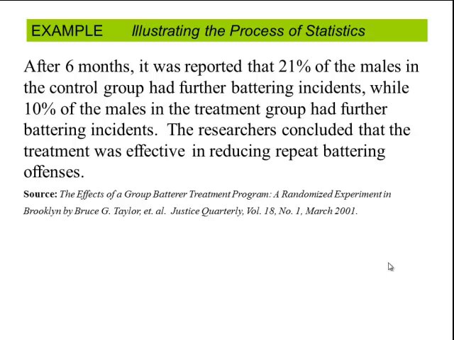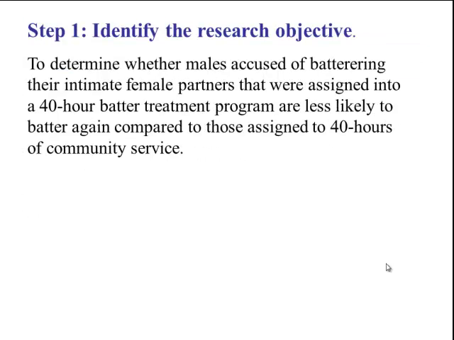Okay, in this example, we saw all 4 steps in our statistical process. Step 1, the research objective: the researcher believes that males accused of hitting their female partners are less likely to do it after going through the 40-hour batterer treatment program as opposed to just doing 40 hours of community service. The question is, does the batterer treatment program help reduce the number of males who batter?